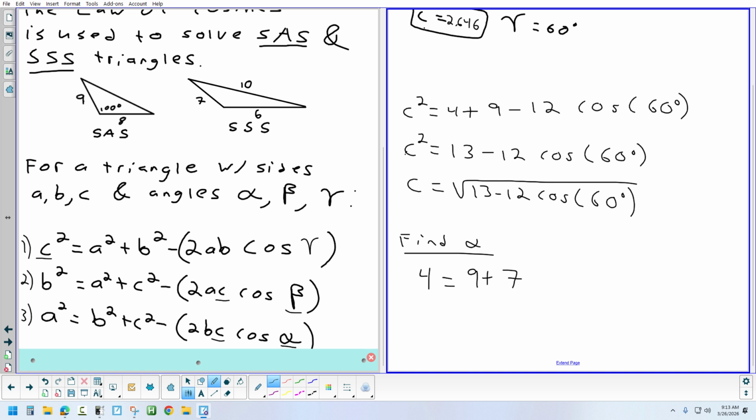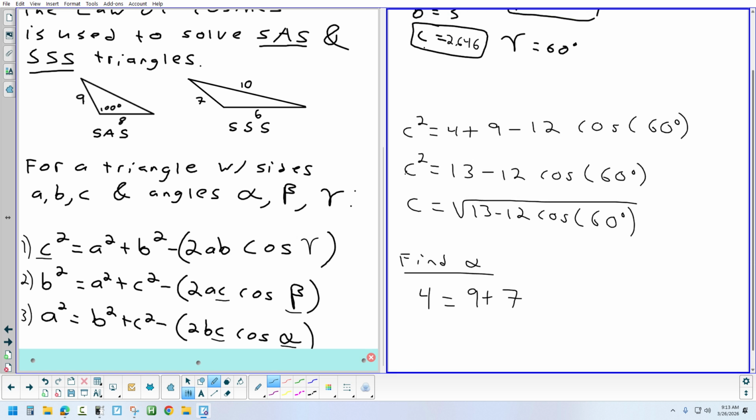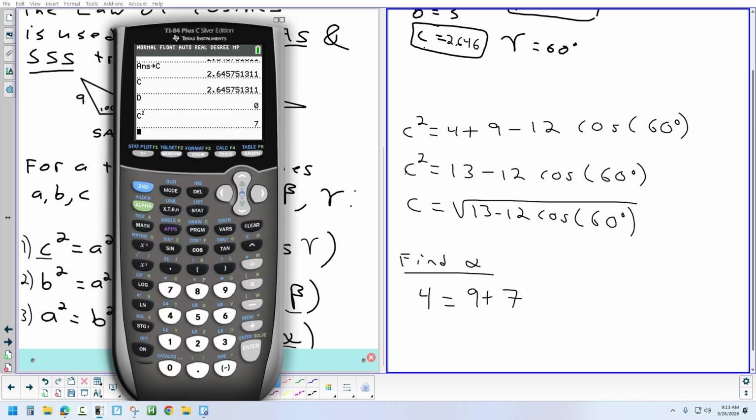Watch what would happen if you took 2.646 and squared it. You wouldn't get exactly 7. You get 7.001. That's not really the answer. It got messed up because we rounded.